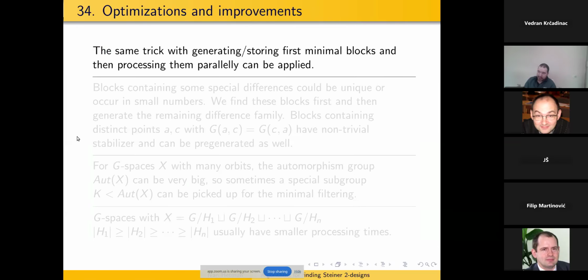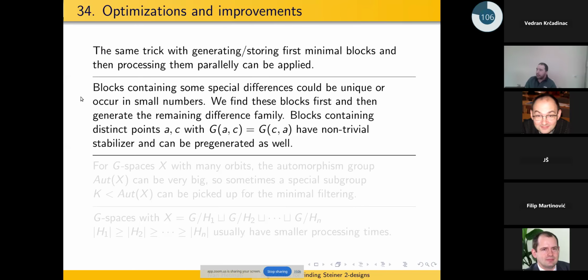Now, again, optimizations and improvements. The same trick of generating and storing the first minimal blocks and then processing them in parallel can be applied. So this is the easy way to parallelize this algorithm. First of all, let's assume that we generate only the first base blocks that are minimal in the sense of the difference families, and store them to files and read them from file and execute in parallel. And this allows us to utilize the power of a multi-core PC.